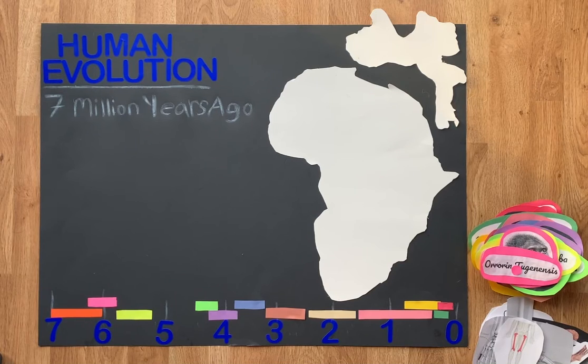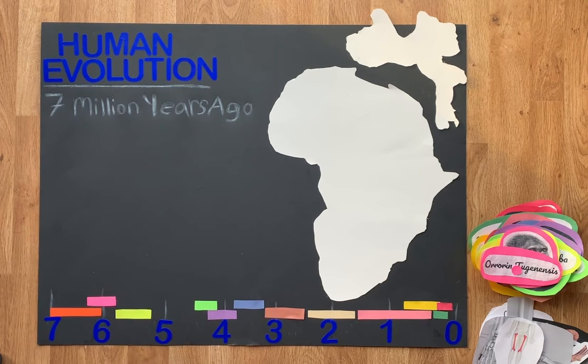Today I will be showing this little cutout activity to help visualize the time and location of human evolution. To explain the board here, we've got this timeline at the bottom that shows how long the species have lived for. Then I will also be putting a little dot on Africa or part of Europe to represent the range in which these species lived.